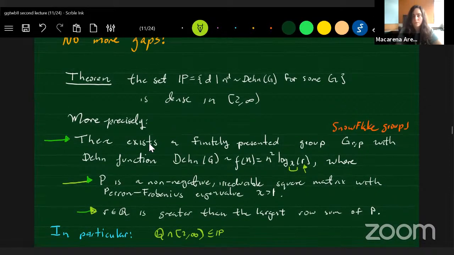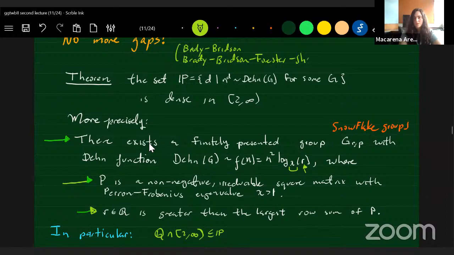So the first version of this theorem is due to Brady and Bridson. And then Brady, Bridson, Forester, and Shankar refined this construction. I'm going to try to spend the next few slides explaining the ingredients that go into this theorem. I won't prove the theorem as such, but I'll try to give you an idea of all the ingredients that go into proving it.